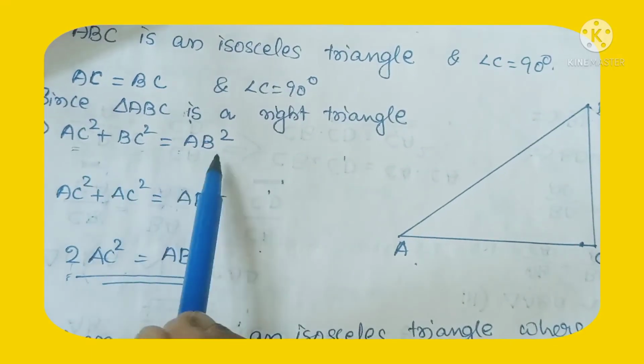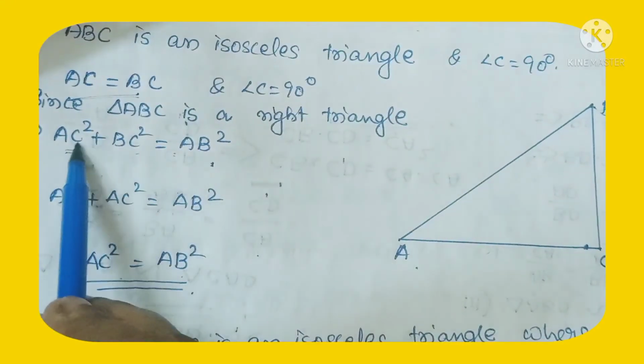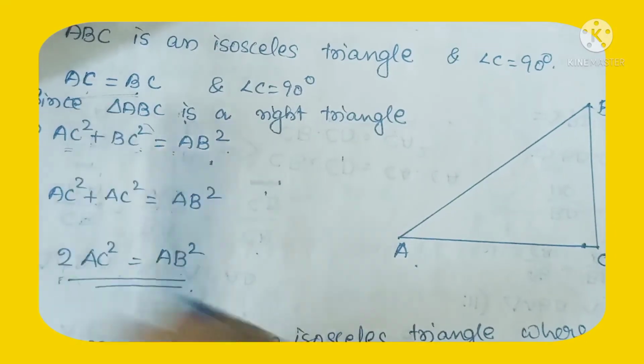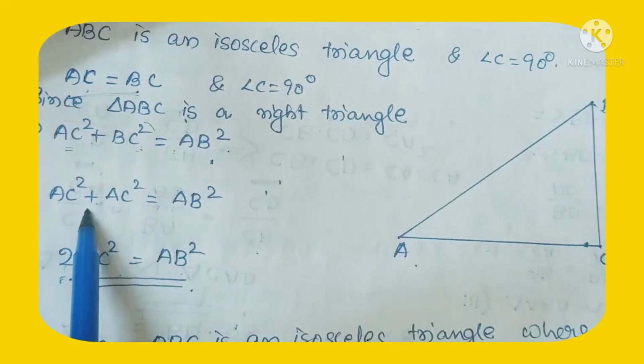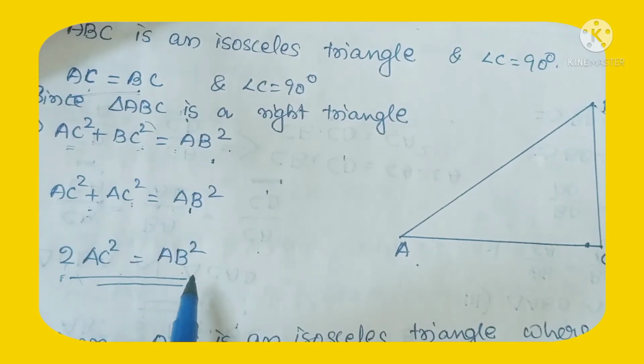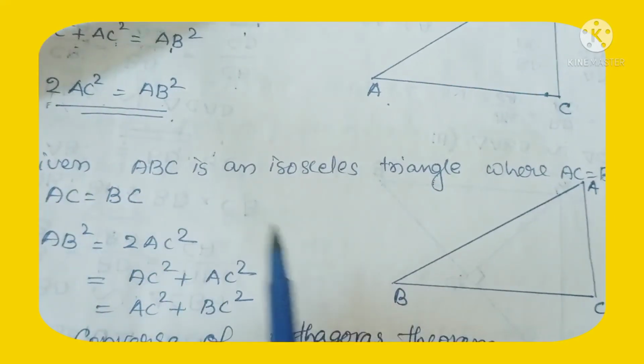Since AC and BC are equal, AC square plus BC square is equal to AB square. Replace BC by AC. So it is AC square plus AC square equal to AB square. Then 2AC square equal to AB square. Then the converse of this one.